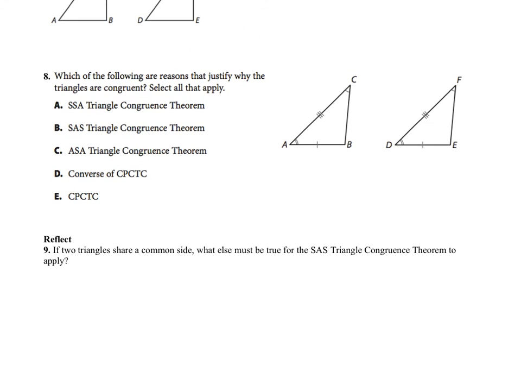And then 2 quick questions here. Which of the following reasons justify why the triangles are congruent? Select all that apply. I want to emphasize that. So there may be, hint, more than one. And then last little reflection. If 2 angles share a common side, what else must be true for the side, angle, side triangle congruency theorem to apply?